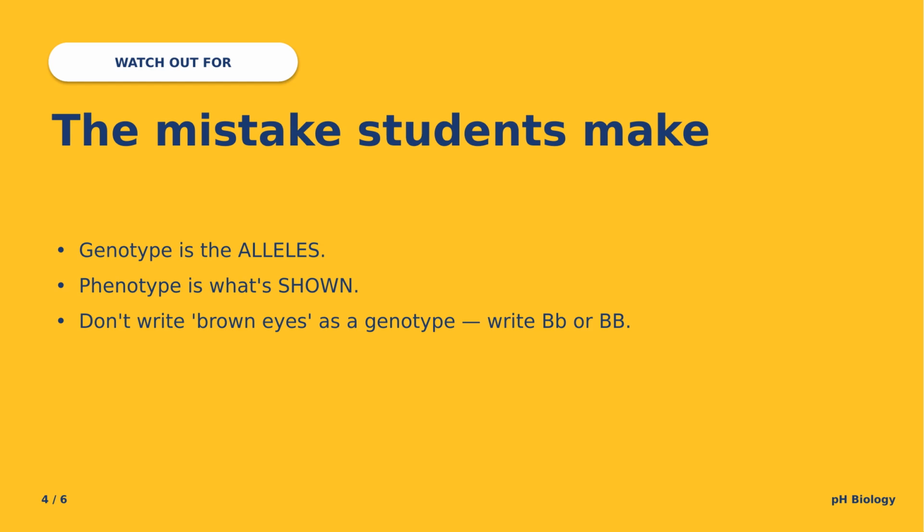Common slip. Genotype is the alleles. Phenotype is what's shown. Don't write brown eyes as a genotype. Write capital B, lowercase b, or capital B, capital B. And don't write a single letter. Genotype always involves a pair of alleles, one from each parent.